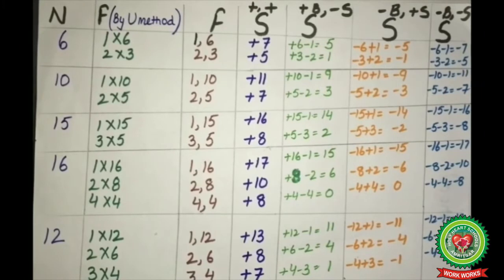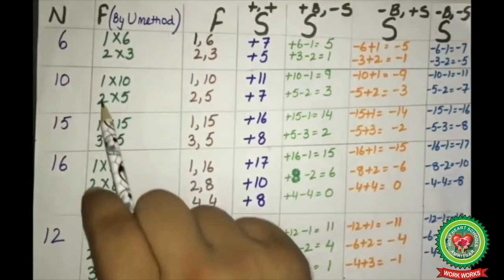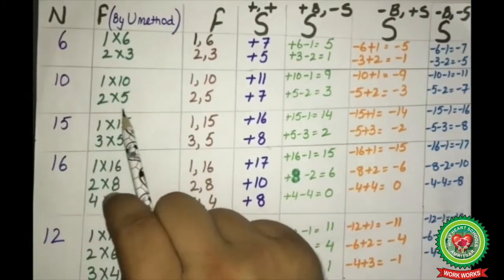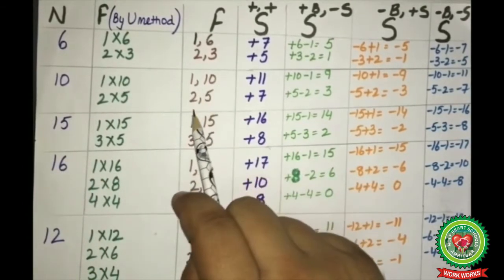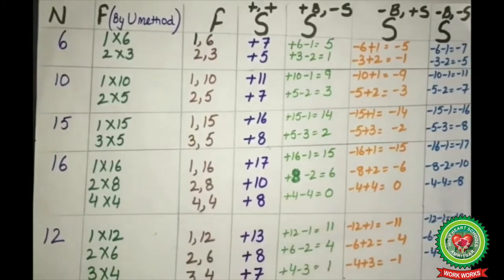Now students, we are going to have a look at some more examples for better understanding. The second example we have taken is of a number 10. Again, we are going to write the factors of 10 by the U method. That is 1 into 10 and 2 into 5. So the factors will be 1, 10 and 2, 5. Now again, we are going to find the sum in all these four cases.